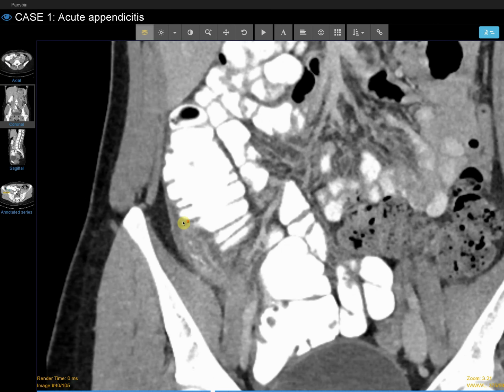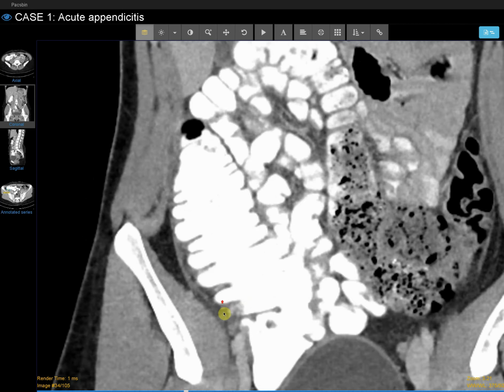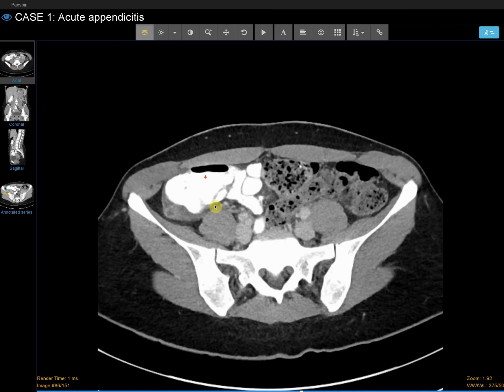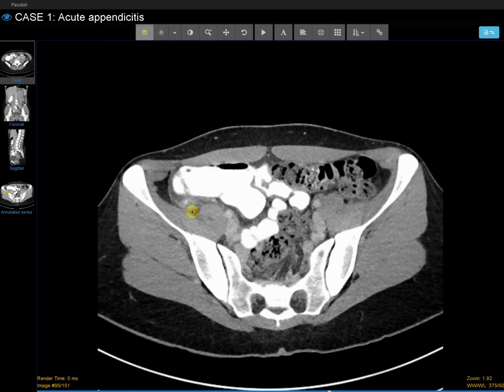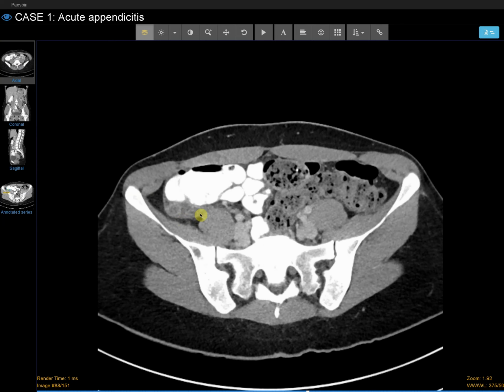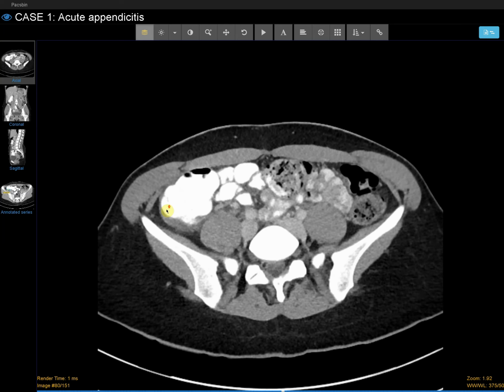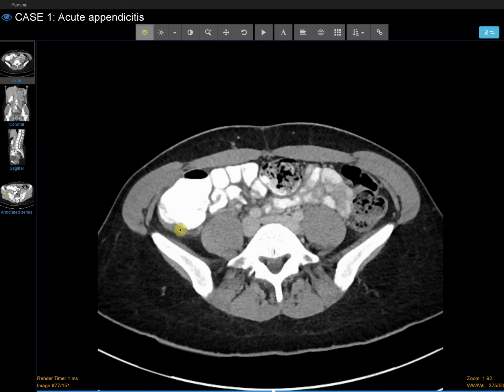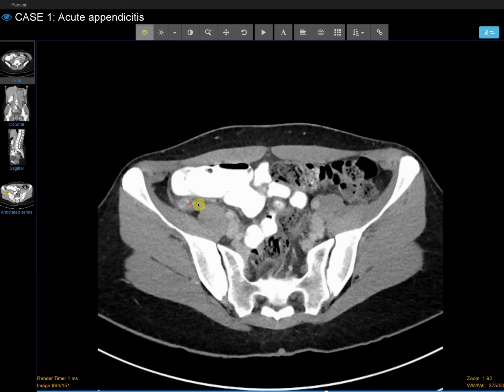So there's inflammatory stranding around the appendix. Do I see a round collection that would tell me that maybe there's a developing abscess? Nothing really. I think this is just thickened, inflammatory tissue around the appendix, but I didn't see something round, loculated that would tell me that that's an abscess.